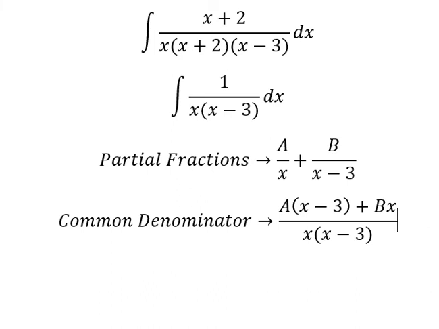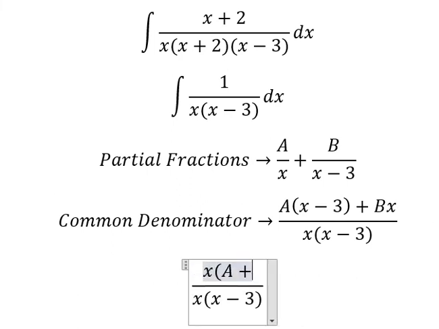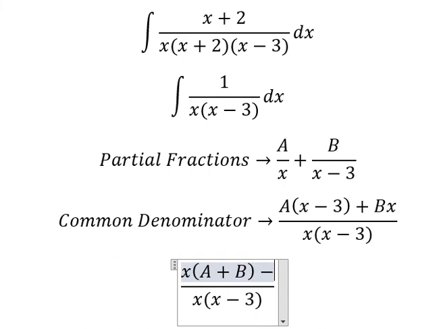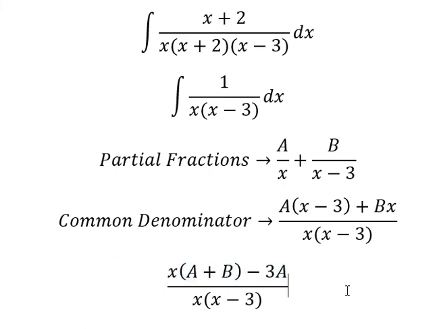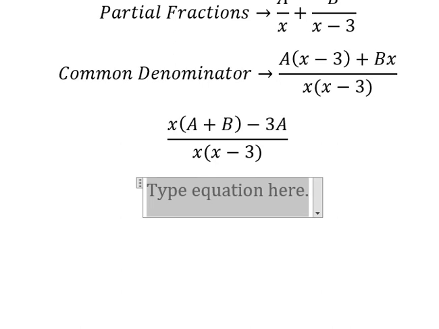And now we need to arrange based on the terms of s. So we see that we have number 1. So we have negative 3a equals to number 1. We don't have s, so a plus b equals to number 0. And now we need to create the system of equations.